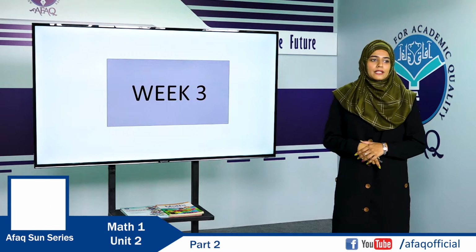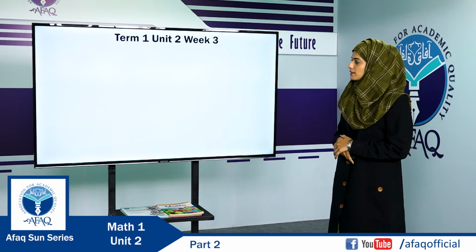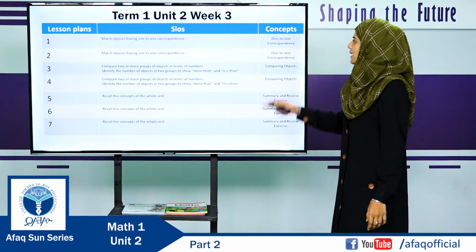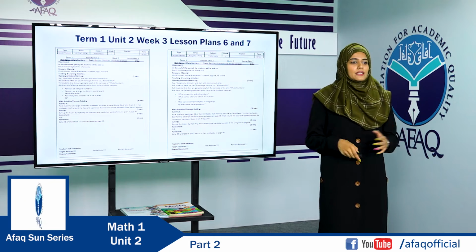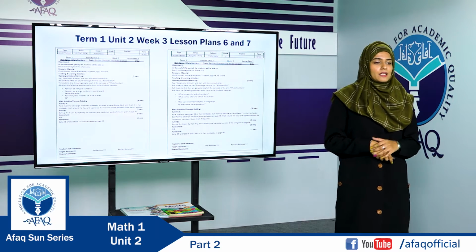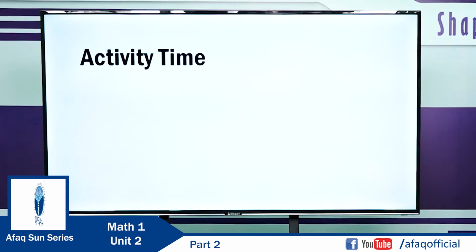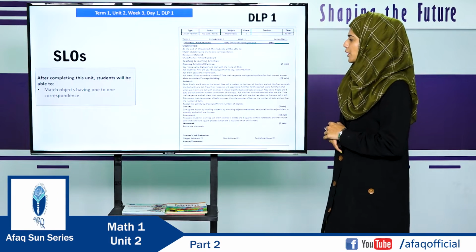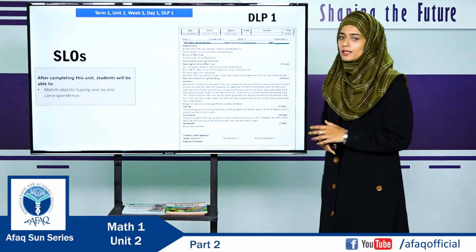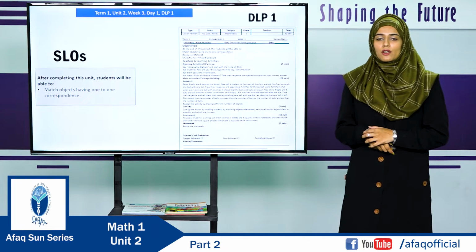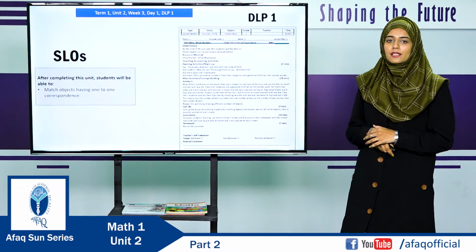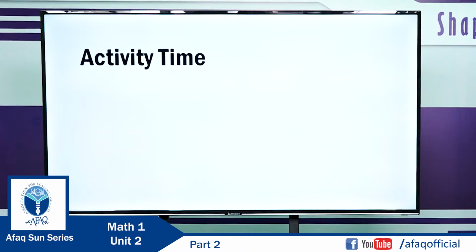It's the beginning of week 3. Let's see the exercises. In Unit 2 Week 3, we are going to cover these SLOs and these concepts. Week 3 is divided into 7 lesson plans for the guidance of the teachers. It's an activity time. Let's see the activity. In this SLO, we are going to match objects having one-to-one correspondence. To cover this, the methodology has been provided in DLP1, which falls in Term 1 Unit 2 Week 3 of Day 1.